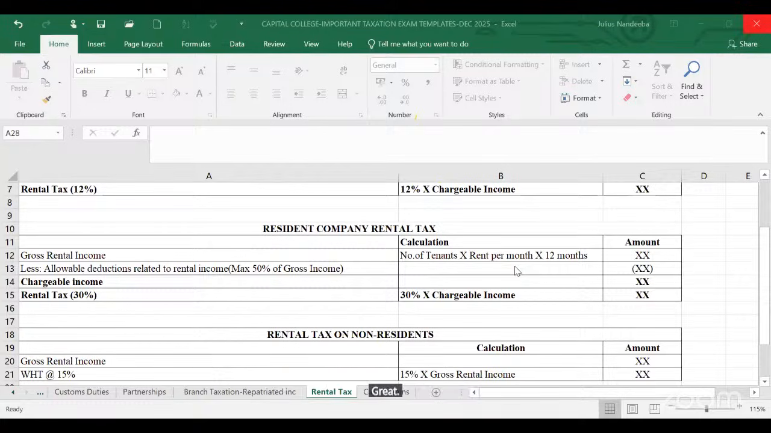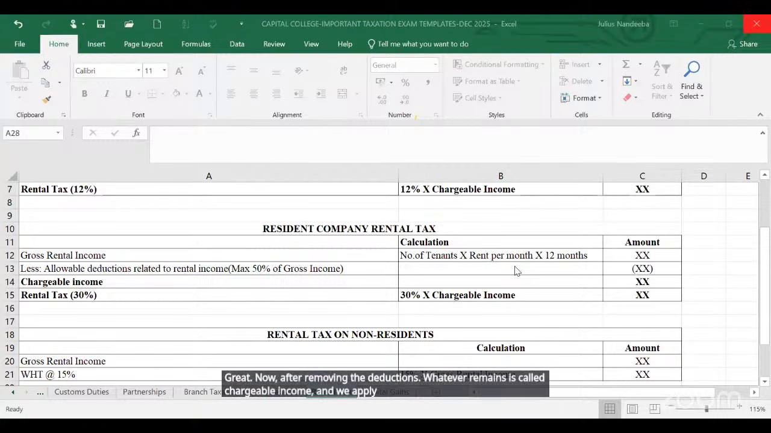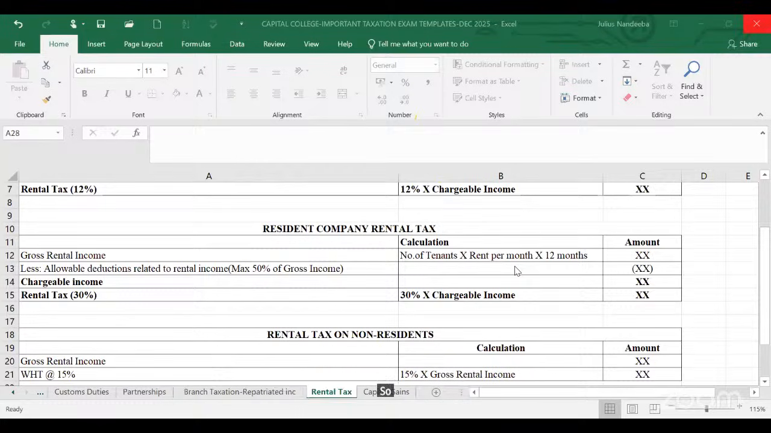Now, after removing the deductions, whatever remains is called chargeable income, and we apply 30% on it. So for a company, we deal with the adjustment on the expense, and whatever remains, we apply 30%. So rental tax on a company is 30%, whereas on an individual and partnership it is 12%.